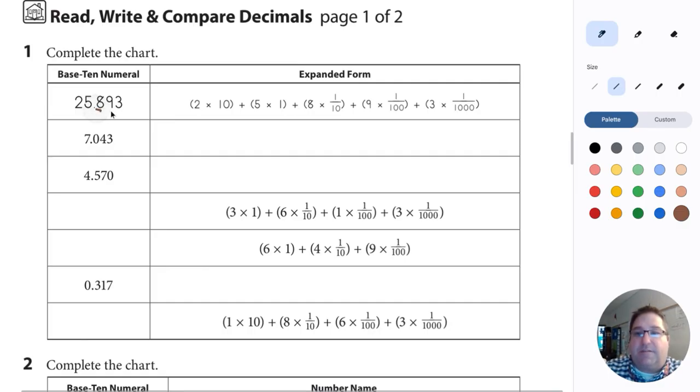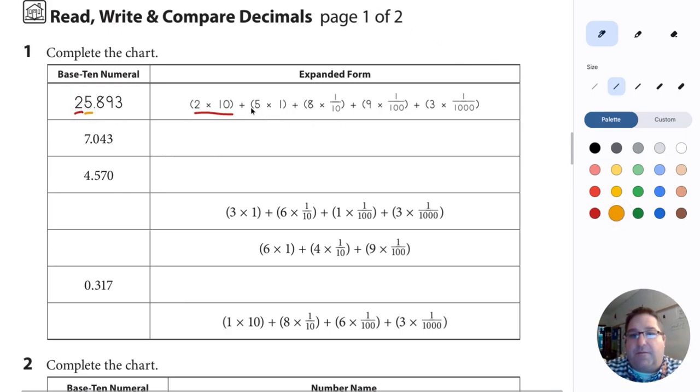And then 893 thousandths. Well, it's tenths, hundredths, thousandths. So 8 tenths would be 8 times 1 tenth. 9 hundredths would be 9 times 1 hundredth. And 3 thousandths would be 3 times 1 thousandth. Again, it's just matching those parts together. Okay? In fact, just for the heck of it, let's do a little color coding here. So we got 2 times 10, that's the 20.